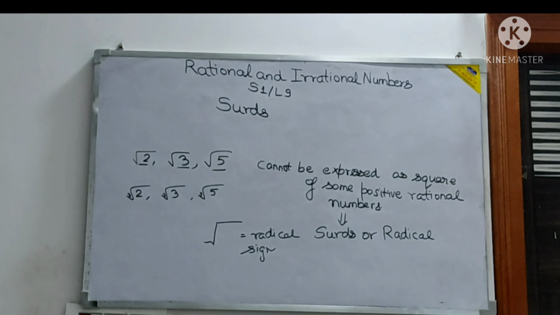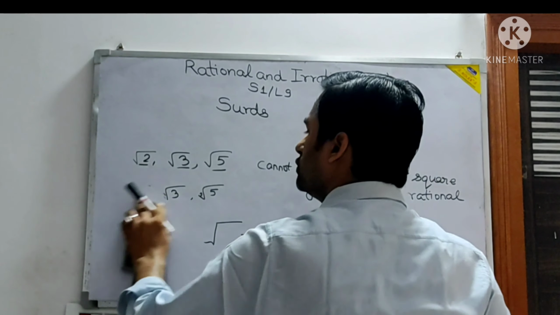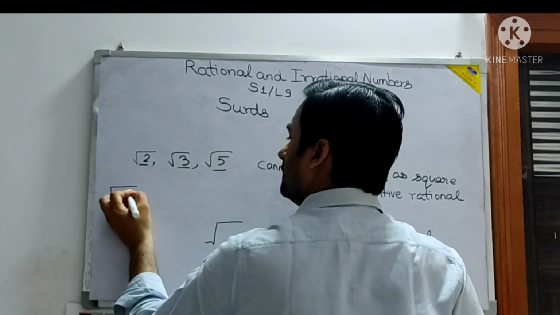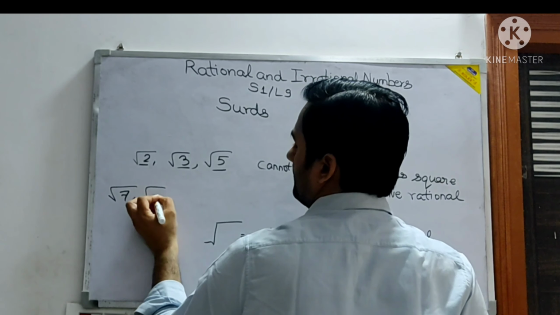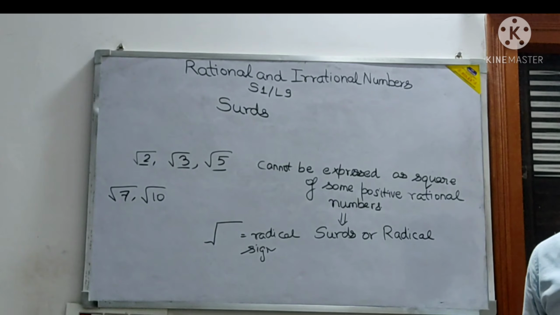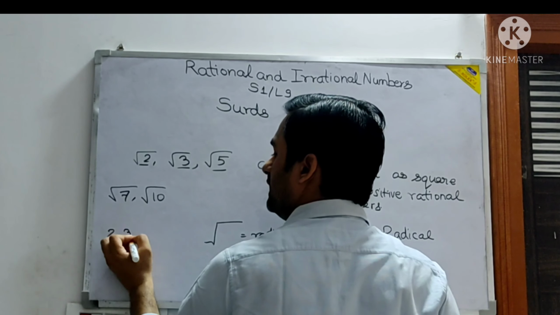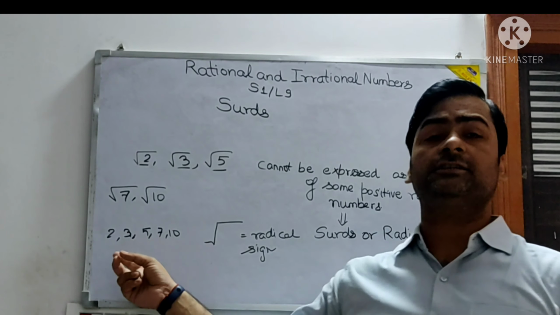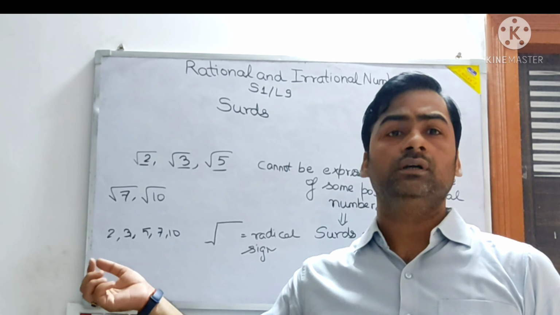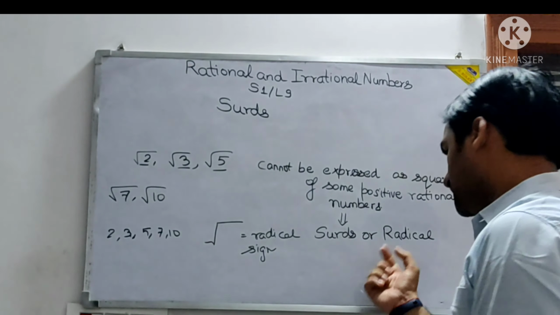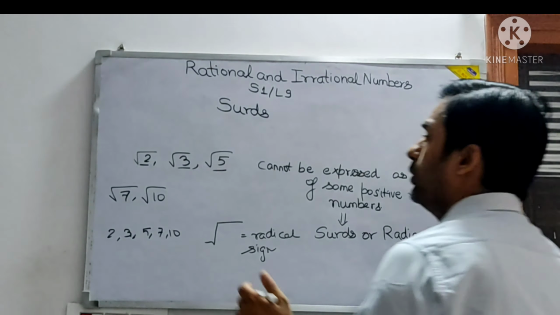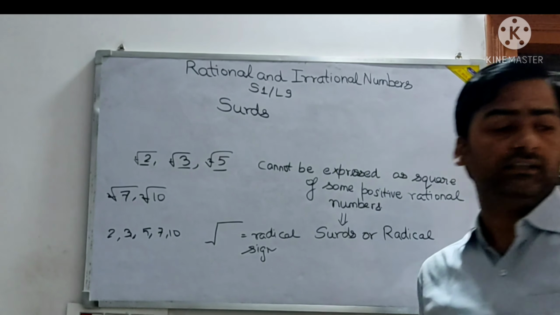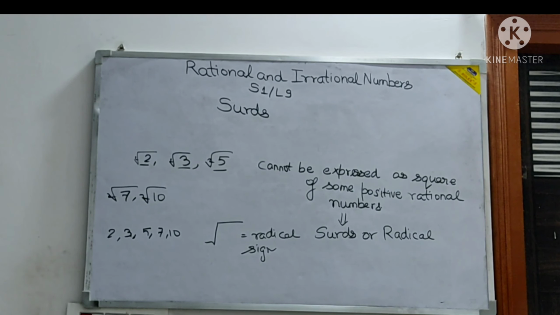So for now it is clear to you that root 2, root 3, root 5, I can include some more numbers like root 7, root 10. These all are such numbers. That means this 2, 3, 5, 7 and 10 are such numbers which cannot be expressed as squares of some positive rational numbers. So these are called as what? Surds or radicals. And see here, what is hidden here? 2 is hidden here. So in this case, we are defining one more thing called as order. This is called as order.